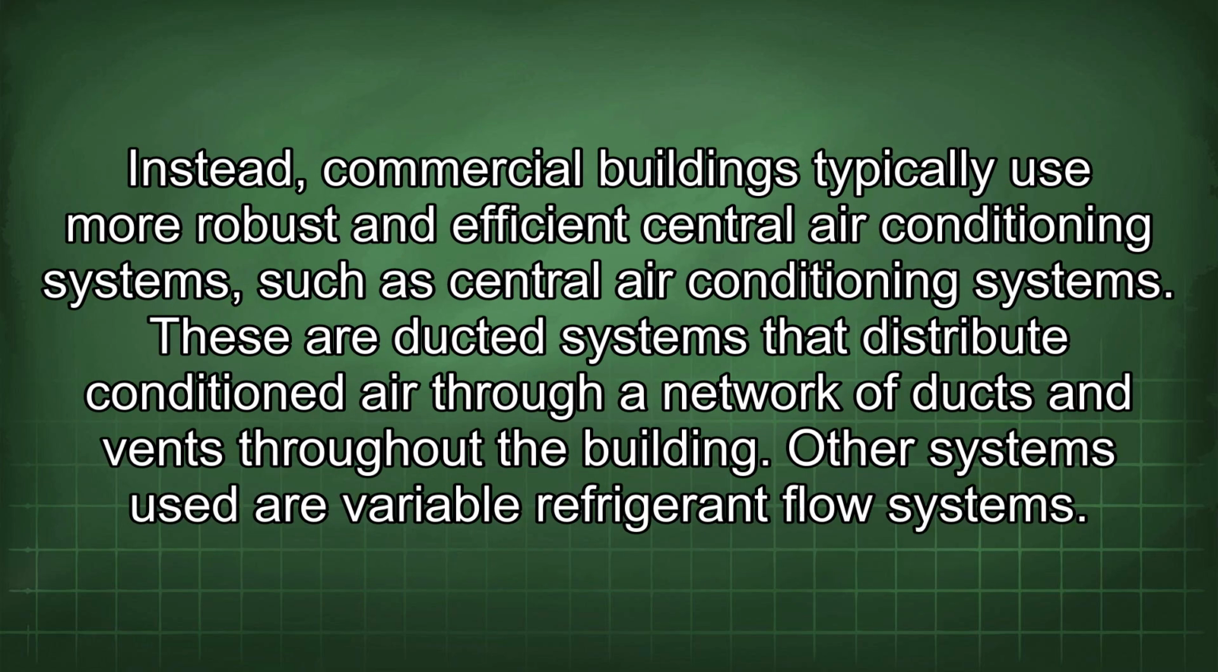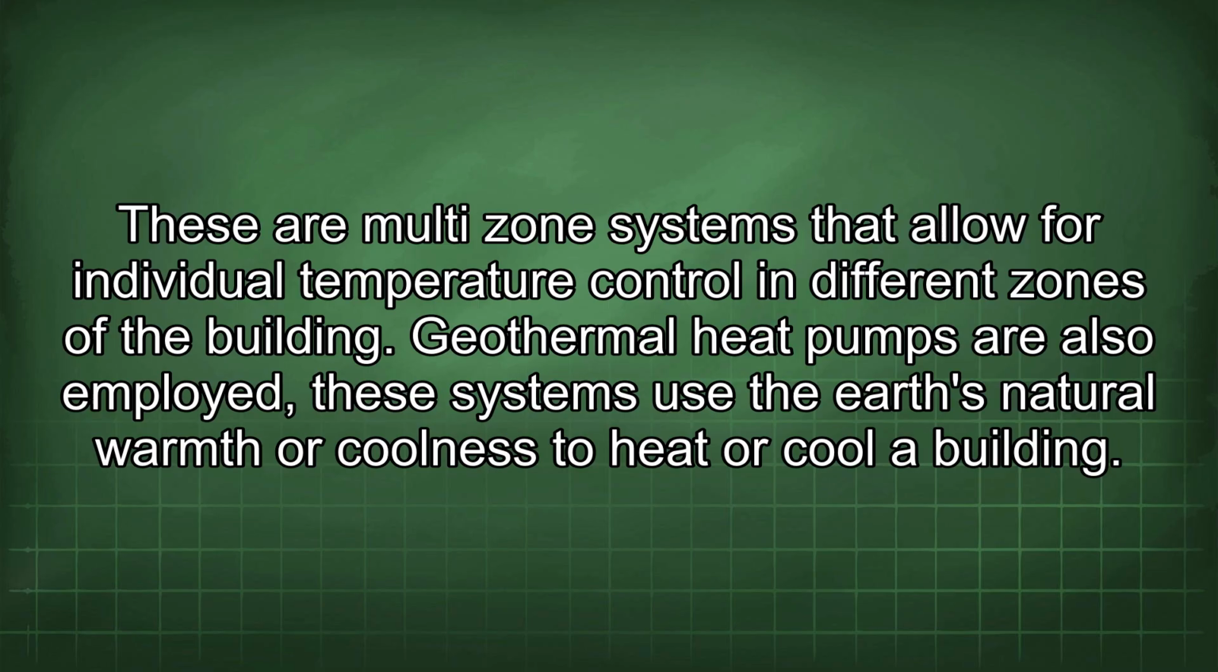Instead, commercial buildings typically use more robust and efficient systems, such as central air conditioning systems. These are ducted systems that distribute conditioned air through a network of ducts and vents throughout the building. Other systems used are variable refrigerant flow systems. These are multi-zone systems that allow for individual temperature control in different zones of the building.